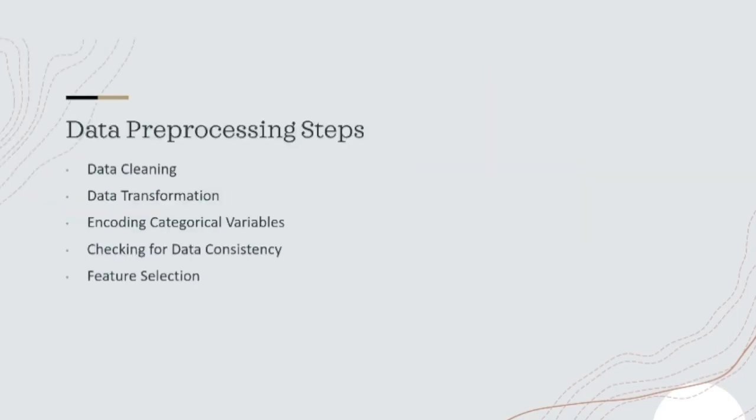For data preprocessing, these are the 5 important steps involved. First one is data cleaning. It is identifying and handling missing and null values, dealing with outliers, and removing duplicates from the dataset. Data transformation involves converting the data into a suitable format for analysis, for example, scaling, normalization, or binning.